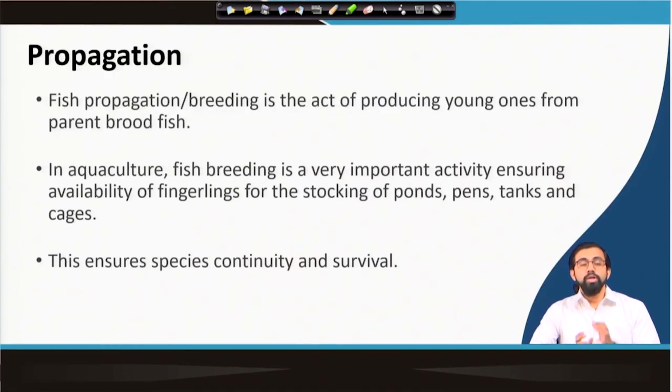The first thing that we need to know about propagation is that breeding or propagation is only an act of producing young ones from the parent brood fishes. In aquaculture fish breeding is very important, because it ensures the availability of fingerlings for stocking ponds, pens, tanks, cages, or any aquaculture facilities that you are developing in your farm. It also ensures species continuity and survival of whatever target culture species you are farming.